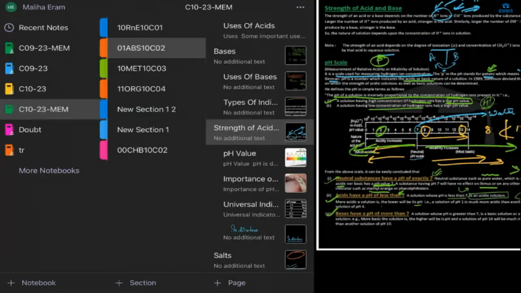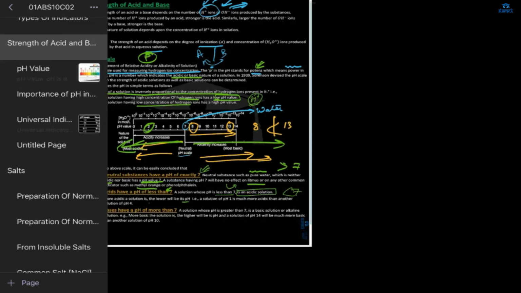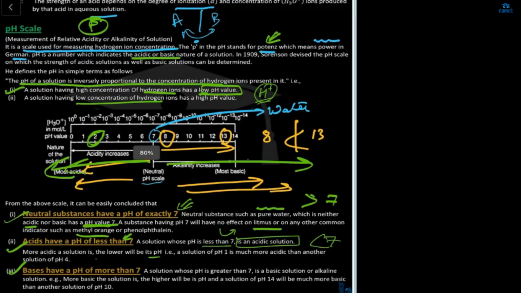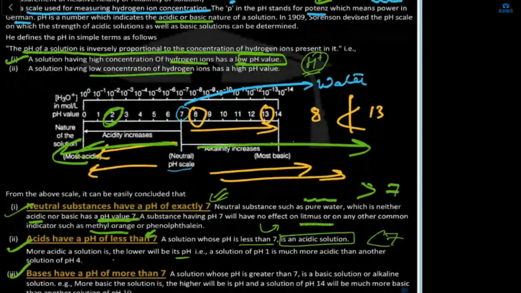Next, is the pH value concept clear or any more doubt? If any doubt, ask. So, ma'am, acid is less than 7. Acid pH level is less than 7. Base is more than 7. And neutral is equal to 7, which is water. Acid means pH value less than 7, for example 6, 5, 4, 3, 2, 1, 0. Basic means more than 7: 8, 9, 10, 11, 12, 13. And 7 is neutral, which is water. Okay?